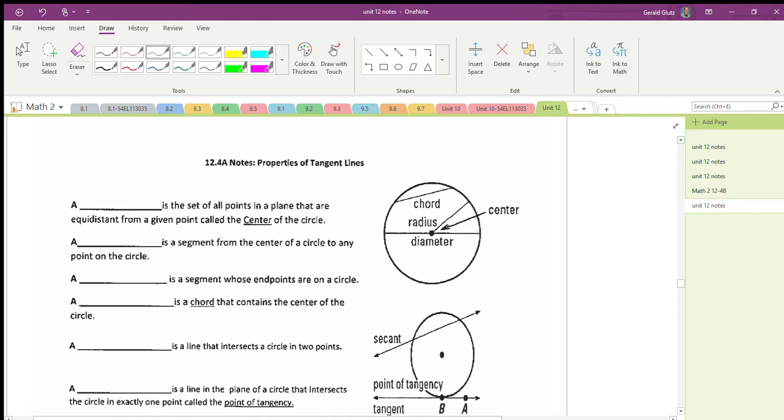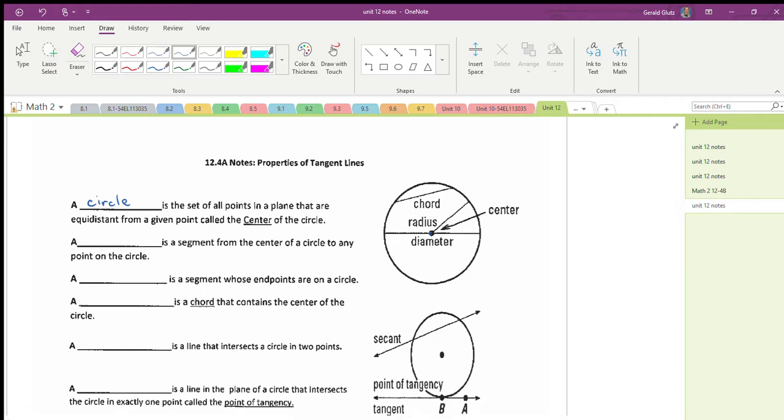So the first description is a set of all points on a plane that are equidistant from a given point called the center of the circle. So this is just a circle. This is kind of a weird definition, but they're going for a circle. It's just saying we've got a point and then a bunch of points that are all the same distance going around it.